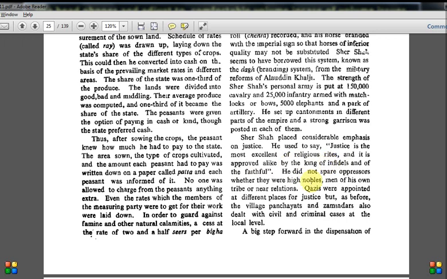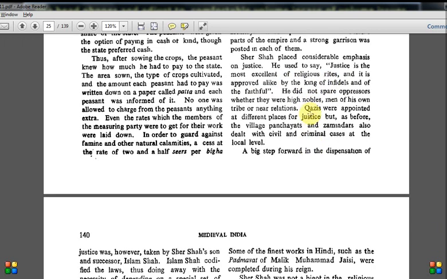That's what he's telling. So he did not spare oppressors, whether they were high nobles, men of his own tribe, or near relations. So anyone in the kingdom, even his ministers, if they did wrong, he would take action. Qazis were appointed at different places for justice. Qazis are like judges. As before, the village panchayats and zamindars also dealt with civil and criminal cases at the local level.